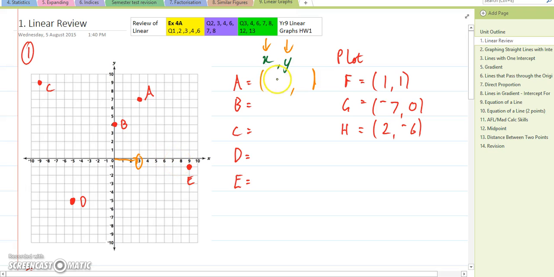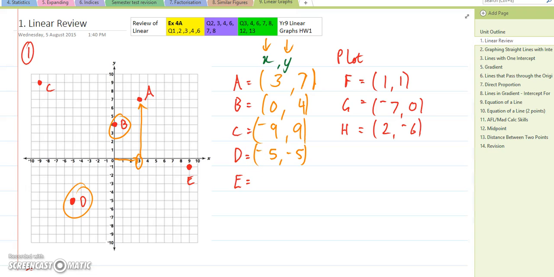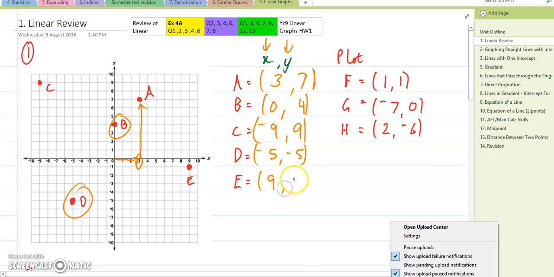When I say the x value, it's how far to the right we need to go, or left, if it's left, or negative. So in this case, A is 3 units to the right and 7 units up. So 3, 7. B hasn't gone left or right at all, so we would put 0, but it's gone up 4 units, so our y value is 4, x value is 0. C, left 9 units, so we put negative 9, it's gone up 9 units, so positive 9. D, we've got negative 5 and negative 5. And E, 9 units to the right and 1 unit down, or negative 1 from there.